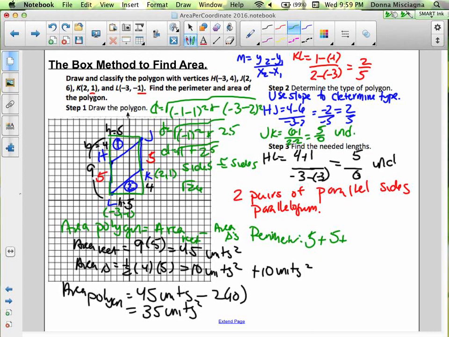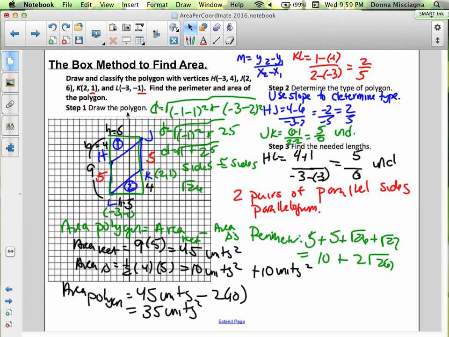So our perimeter is 5 plus 5 plus the square root of 26 plus the square root of 26. Let's combine all like terms. So we got 10 plus, and if we add the coefficients together, we get 2 square roots of 26. All right, and that's going to be the end of this podcast.